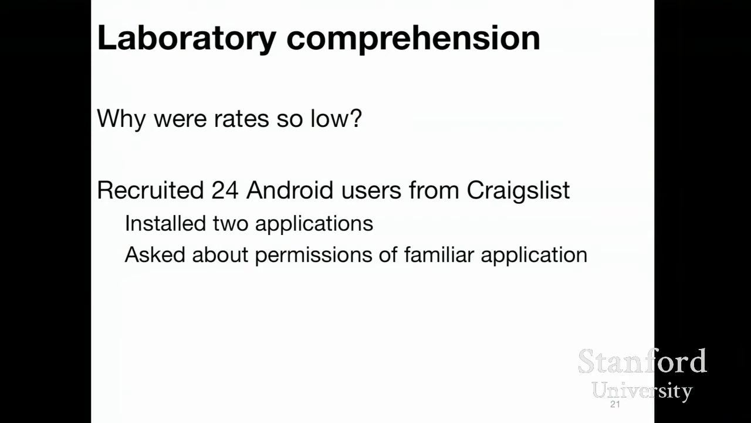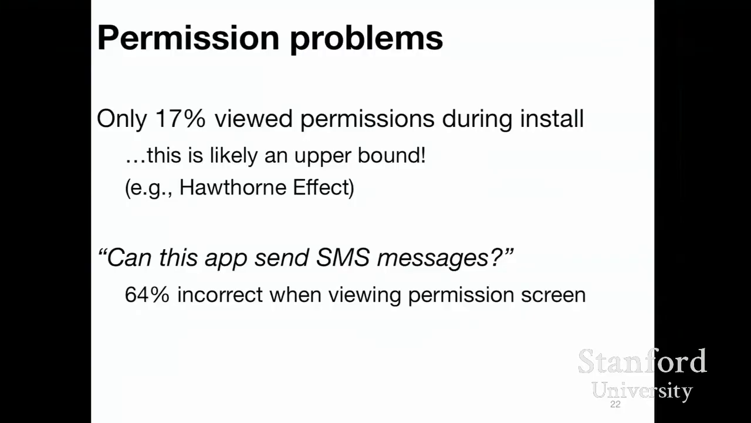Then finally, in the 3rd task, we had them open up the settings panel on their device for an application of their choice that they use regularly. Looking at the permissions that were granted to that application, could they tell us whether or not that application has the ability to send SMS messages? What we found was that during the installation task, fewer than 20% of our participants stopped at that screen to actually look at it. We suspect this is probably an upper bound because they were in the laboratory, they knew that they were being observed, so maybe they did the task with a lot more diligence than they might at home.